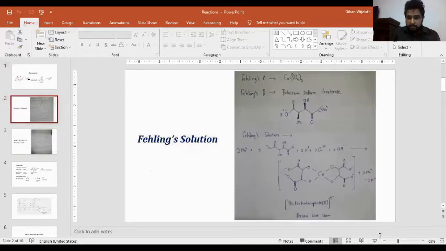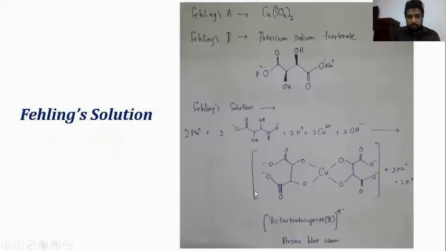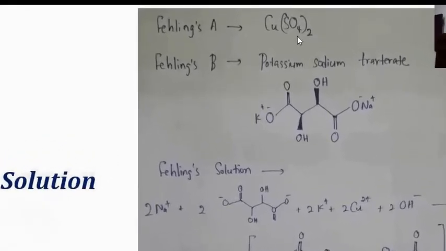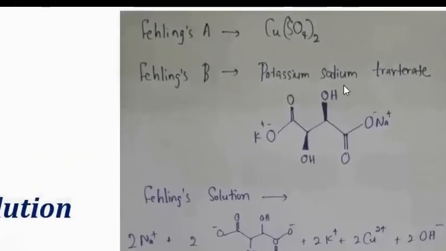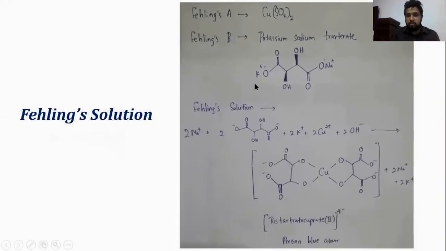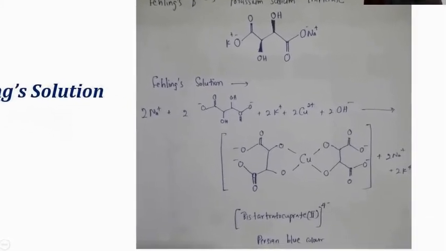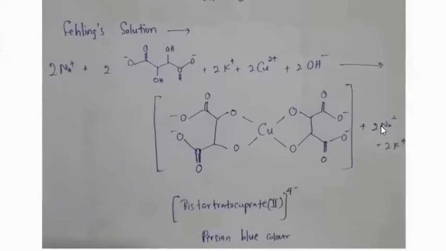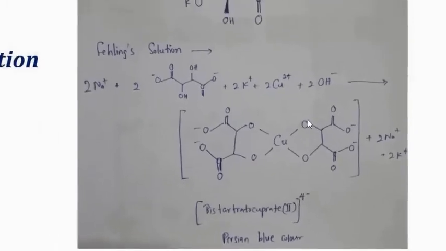Can you see this? I just prepared this to give you an understanding about this. Fehling's A contains copper sulfate and Fehling's B contains Rochelle salt and sodium hydroxide. Rochelle salt is potassium sodium tartrate, and this is its chemical structure. When we prepare the Fehling solution, we mix equal amounts of Fehling's A and Fehling's B, and it will form this kind of a complex, called bitartrate of cuprate 2. Cu2 plus is the active component here.